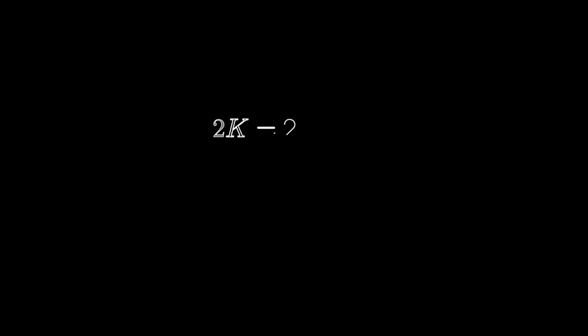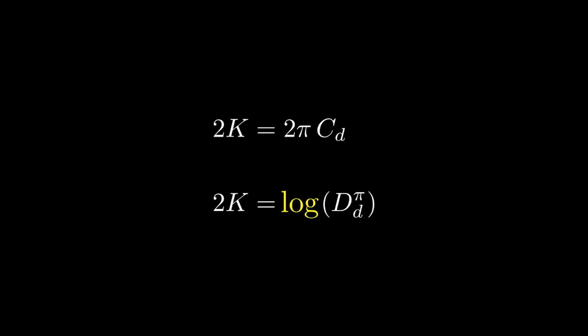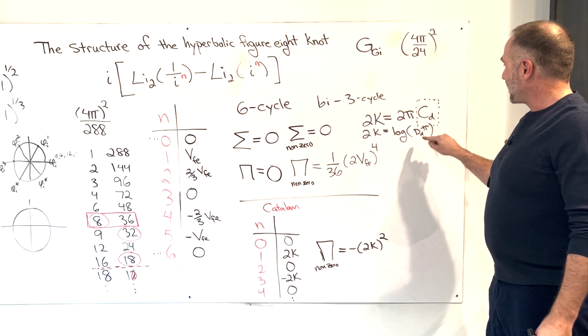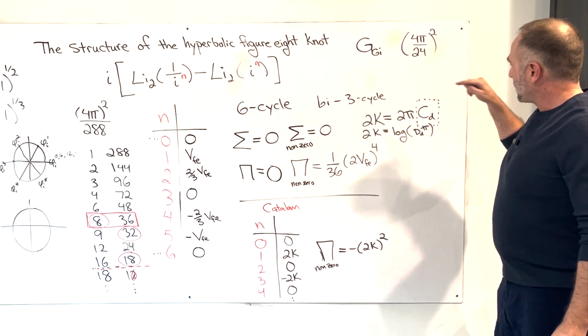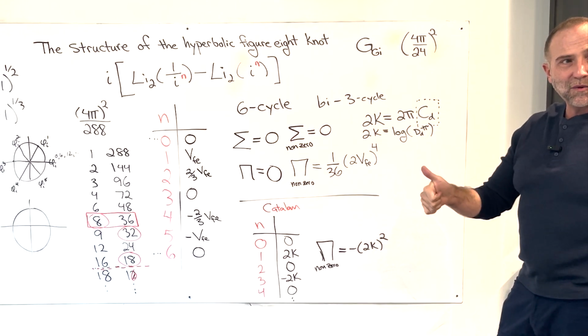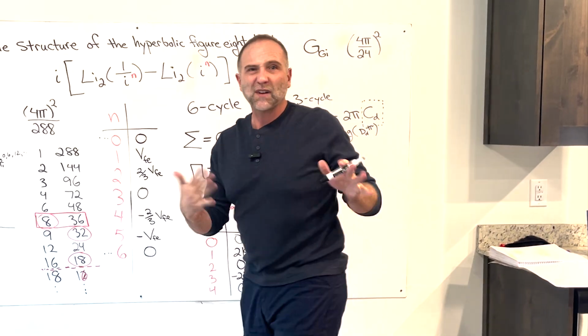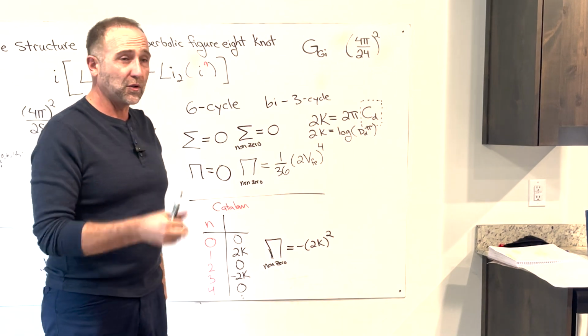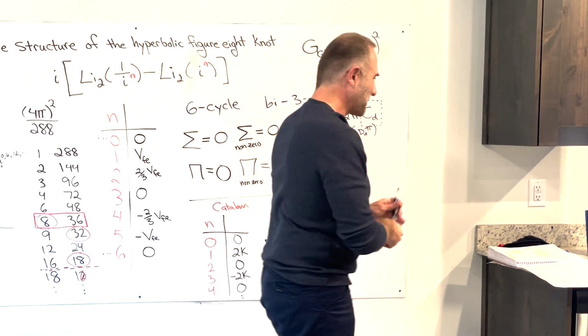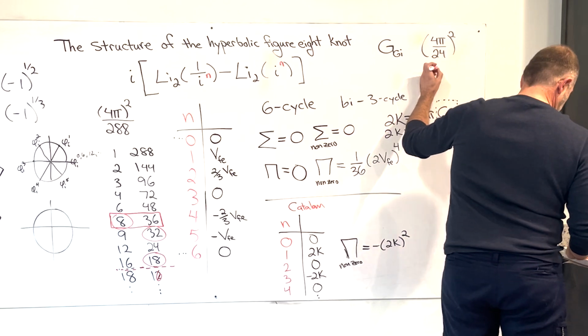In fact, 2 times the Catalan constant is also equal to 2 pi times c sub d, or the domino tiling constant. 2k is also equal to the natural log of the dimer constant to the power of pi. Okay, so the dimer constant and the domino tiling constant should now be on our radar. We want to know what structural information they contain. If they're part of the system, then whatever structure comes with them is another clue about what structure exists in the system. So, great.